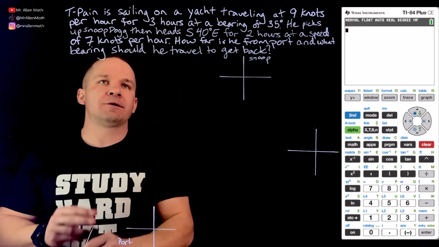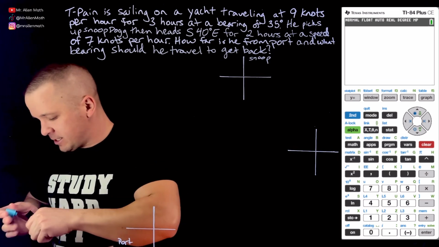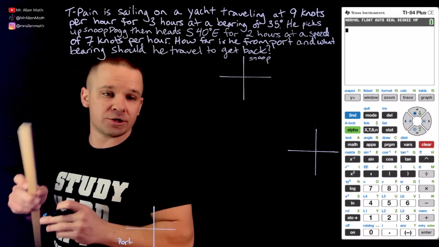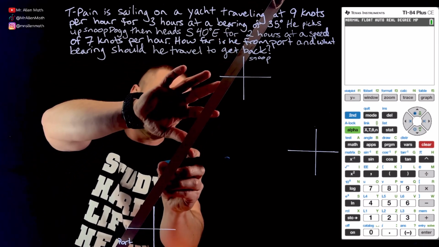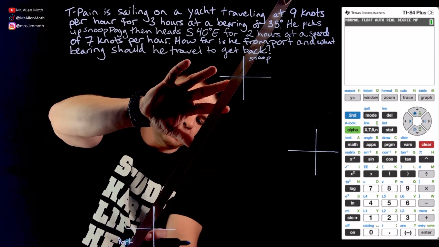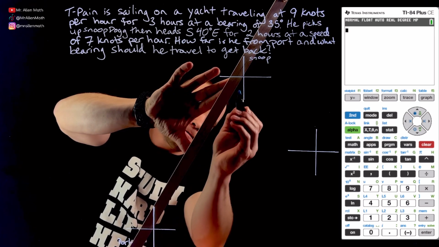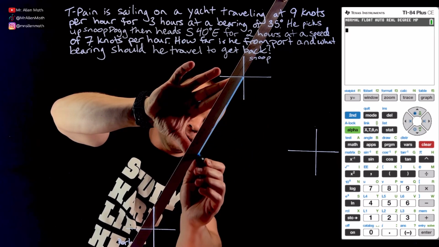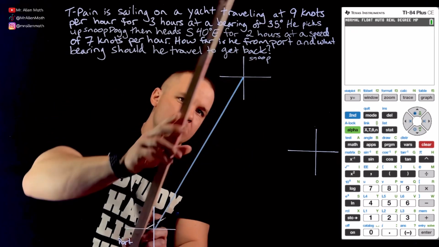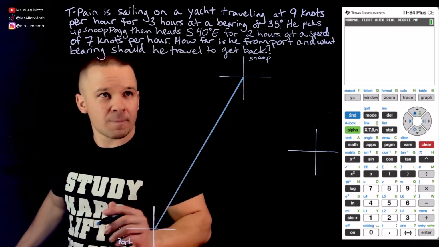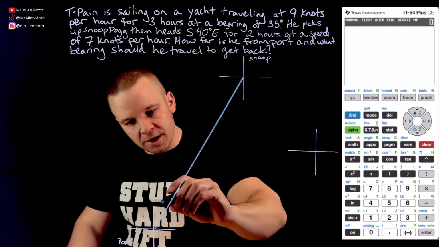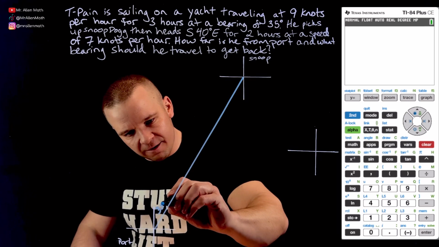Okay. So first thing here, let's get a better longer straight edge. We're going to sail from port to pick up Snoop. So we're going to draw a line from here to this guy here. And then we'll label some angles. So we got that one, and that's at 35 degrees. So this right here is 35 degrees.